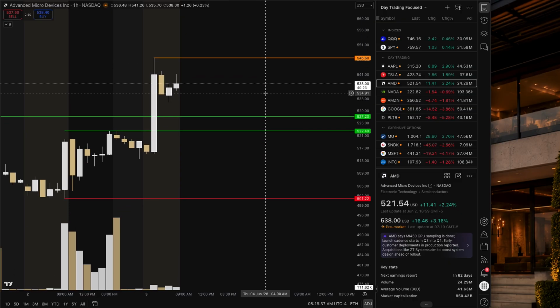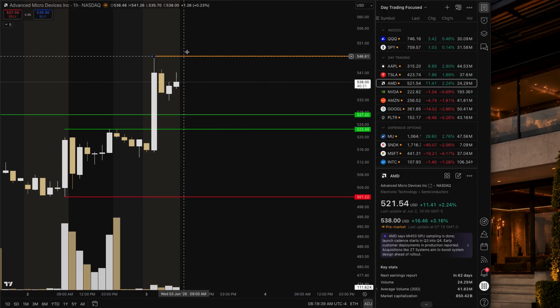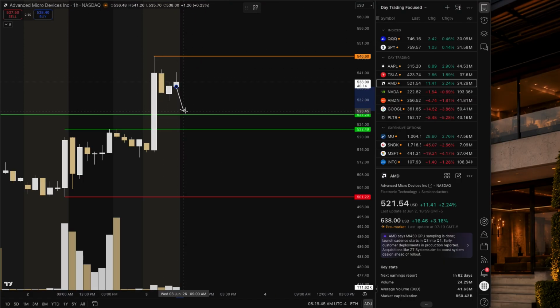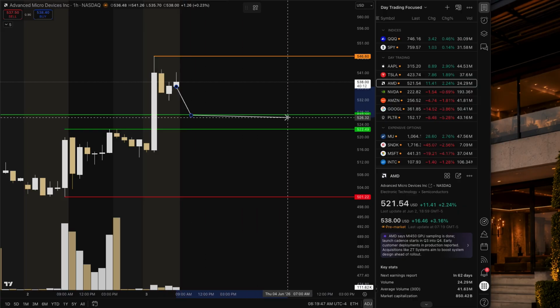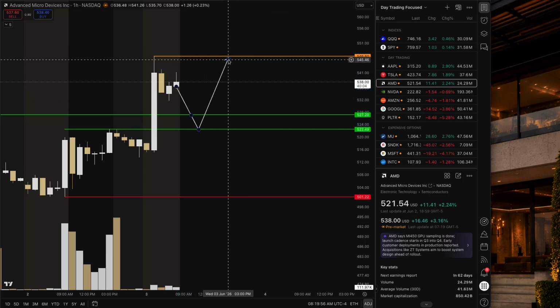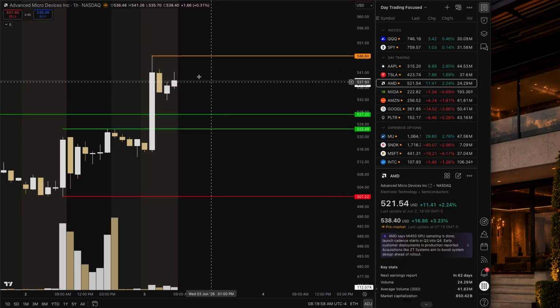For AMD it's super clean. If we break above the pre-market high, then we can see some continuation, or the price can come back to retest the all-time high, or maybe the previous day high, and then reverse back towards the pre-market high. Okay, so these are the scenarios you can play on this.